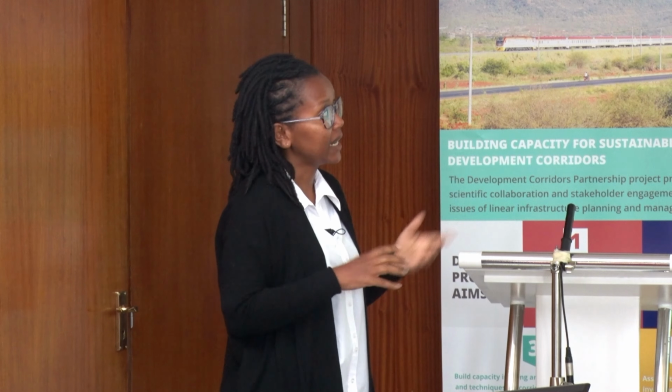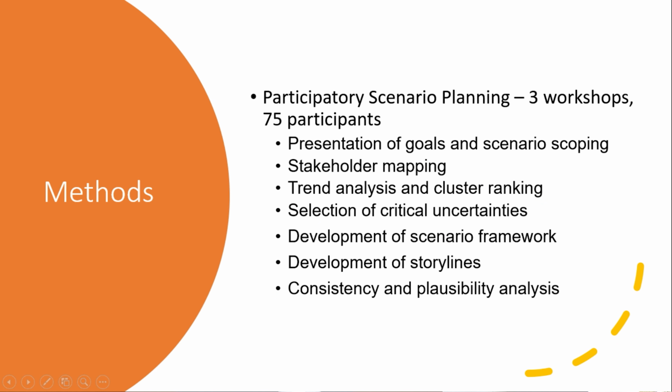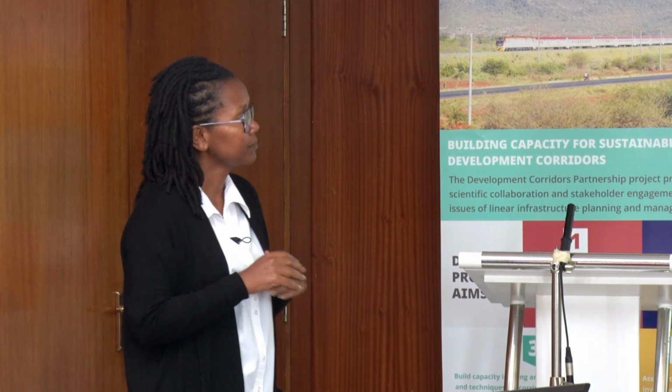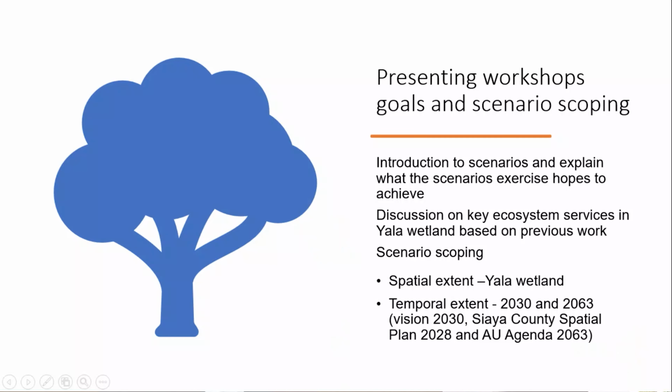Then we did a trend analysis, looking at the history and background of Yala wetland, what kind of changes have happened. Then the selection of critical uncertainty, and I'll explain that in more detail. Then we developed a scenario framework and did the storylines around all that. And then we did a consistency and probability analysis. Okay, so now these are the steps in detail.